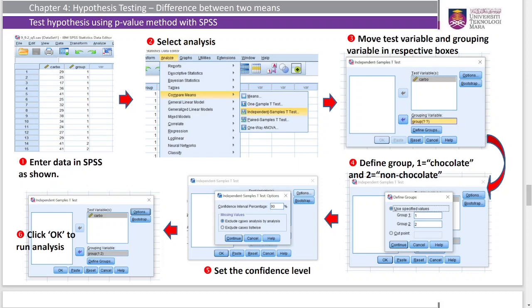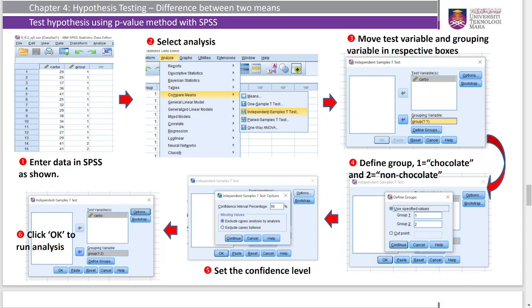Once you have that, you have to define the groups. Sebab kat sini kita nyatakan group 1 dengan group 2 kan. So kita kena nyatakan group tu kita compare group mana, group mana. So we have to define the group. So you click on the define groups and then you enter the number that you have. Kalau kat sini gunakan 01, gunakan 01 lah. Okay, here I use 1, 2. So using 1 and 2 and then click continue.